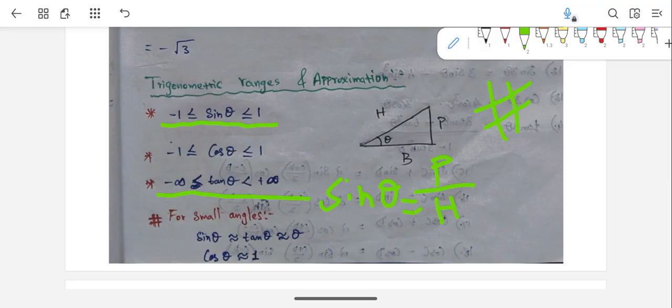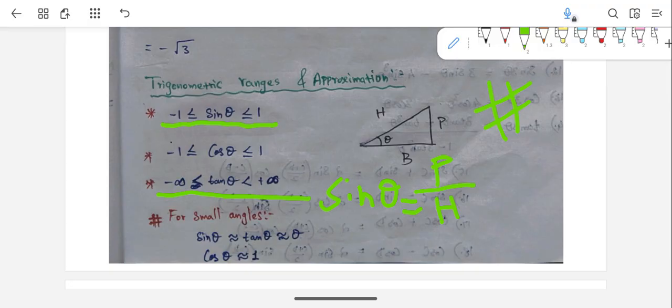So it is P by H, and as I said, P is always less than H. H is the larger value at every time. So you can see, right? P by H is a smaller value divided by the larger one, so it will be either equal to or less than 1. Why? Because if P and H are equal, then you will get sin theta equal to 1, right? If not, in all the other cases, H will be the larger one, right?